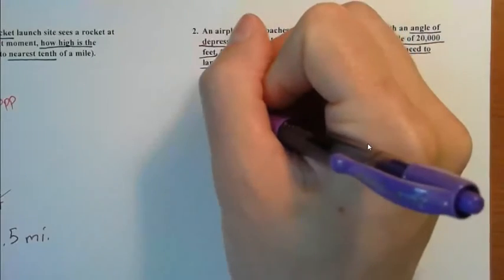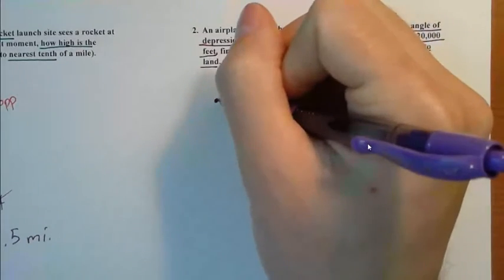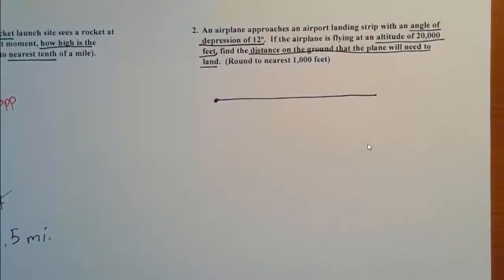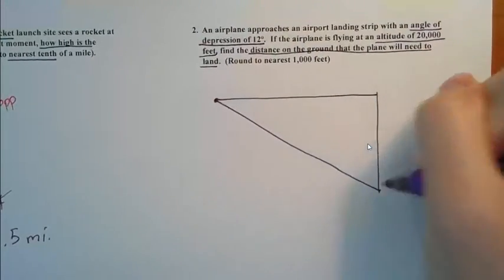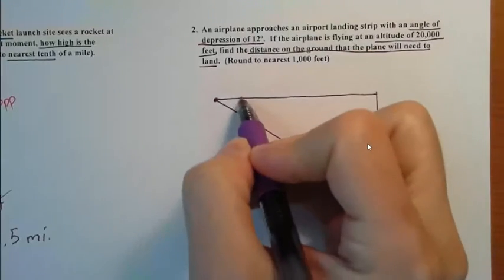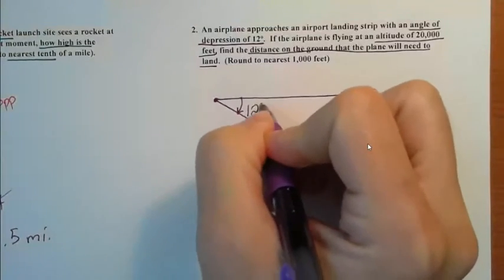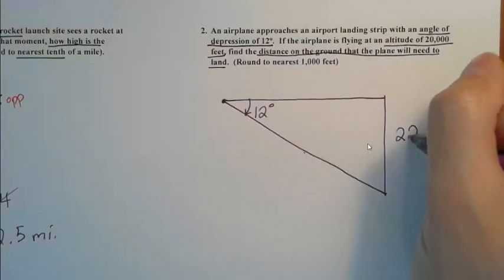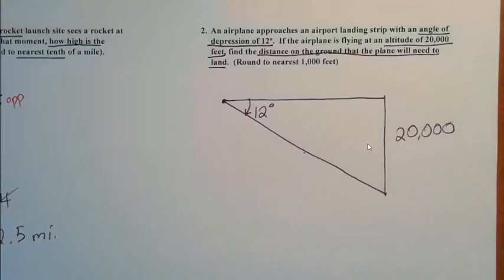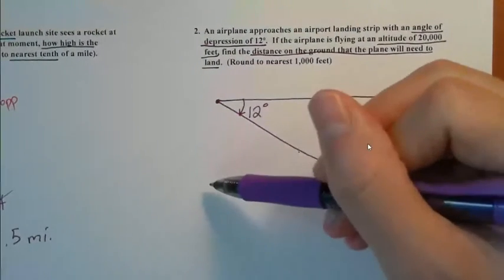So if we have our plane here at this point, we are flying this direction to the right, and our angle of depression would be represented by that hypotenuse side right here. So we have angle of depression is kind of that angle, and it is 12 degrees. And we're flying at 20,000 feet. And we can label that as our altitude. And we want to know the distance on the ground the plane will need to land. So we're trying to figure out what the distance is.